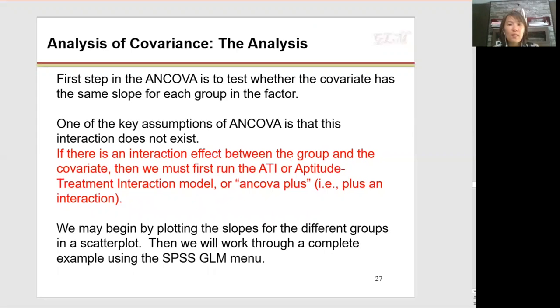First step in the ANCOVA is to test whether the covariate has the same slope for each group in the factor. One of the key assumptions of ANCOVA is that this interaction does not exist. Yes, so it is the ANCOVA model. If it has an interaction effect, it becomes the ATI model. If there is an interaction effect between the group and the covariate, then we must first run the ATI, or aptitude treatment interaction model, or ANCOVA plus. We may begin by plotting the slopes for different groups in a scatter plot. Then we will work through a complete example using the SPSS GLM menu.